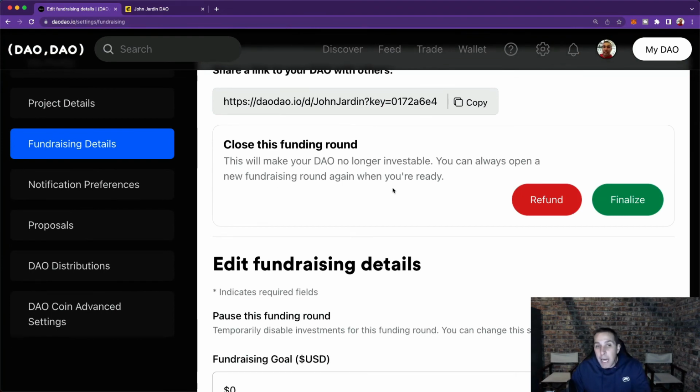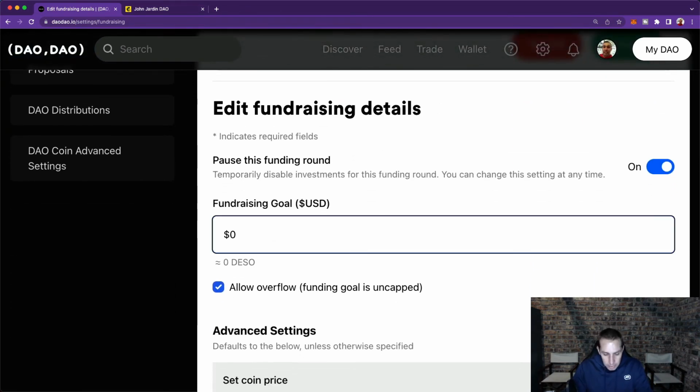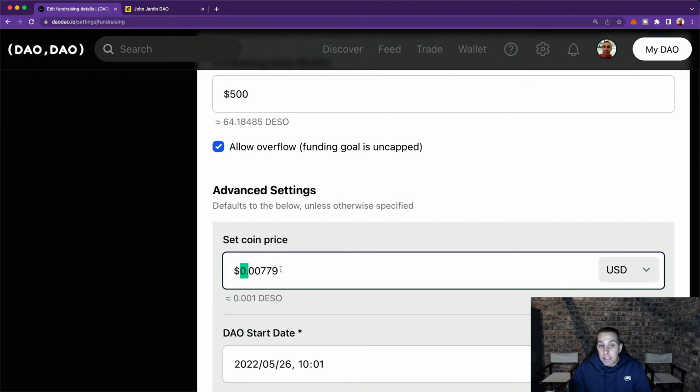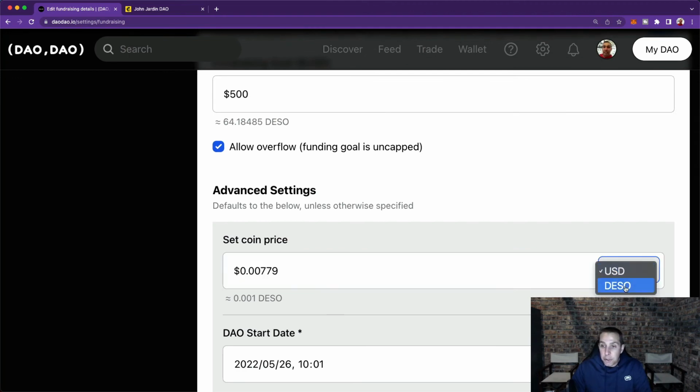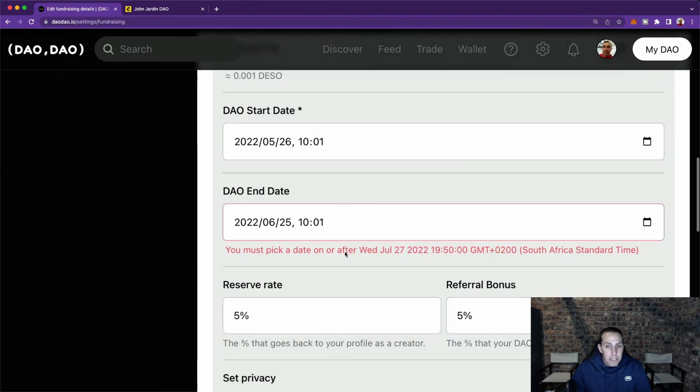Now, remember, my DAO doesn't focus on fundraising. People can't purchase DAO coins. You can only earn DAO coins. But if you wanted people to be able to purchase DAO coins, you would do that in the form of fundraising rounds. So these rounds allow you to say, I want to raise $500, which will be equivalent to that. And you can set the coin, what is the default price per coin. You can either choose to set that as a DSO coin amount or a USD amount. You can set the date range for your DAO, very easy.